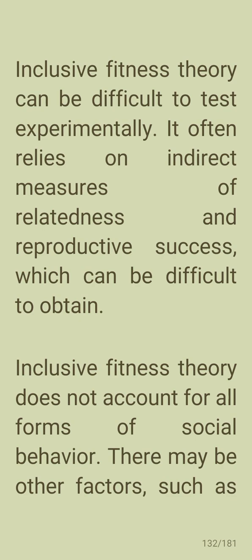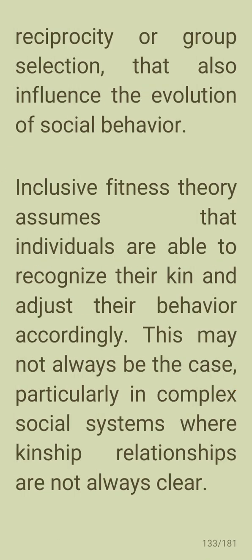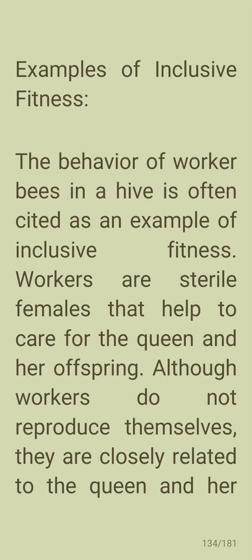There may be other factors, such as reciprocity or group selection, that also influence the evolution of social behavior. Inclusive fitness theory assumes that individuals are able to recognize their kin and adjust their behavior accordingly. This may not always be the case, particularly in complex social systems where kinship relationships are not always clear.